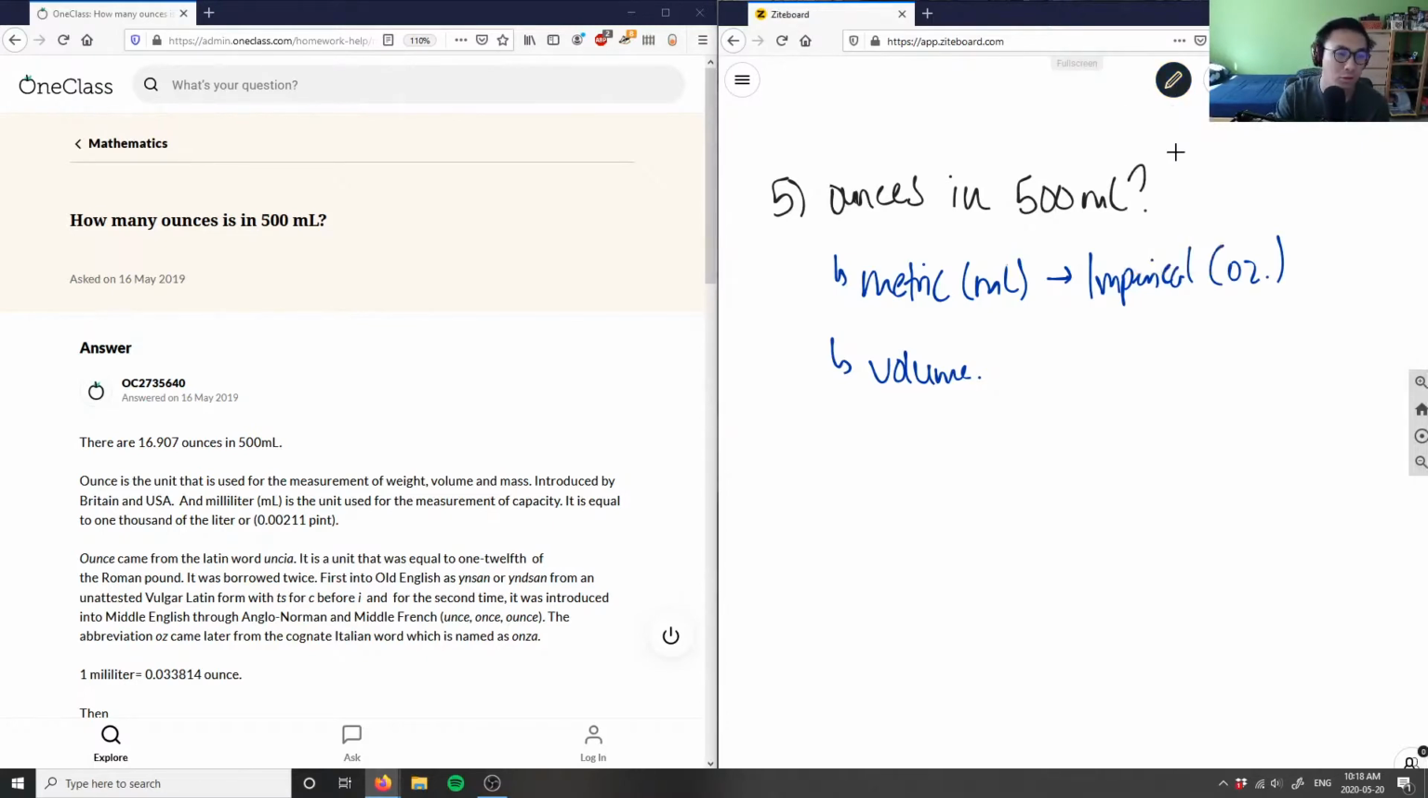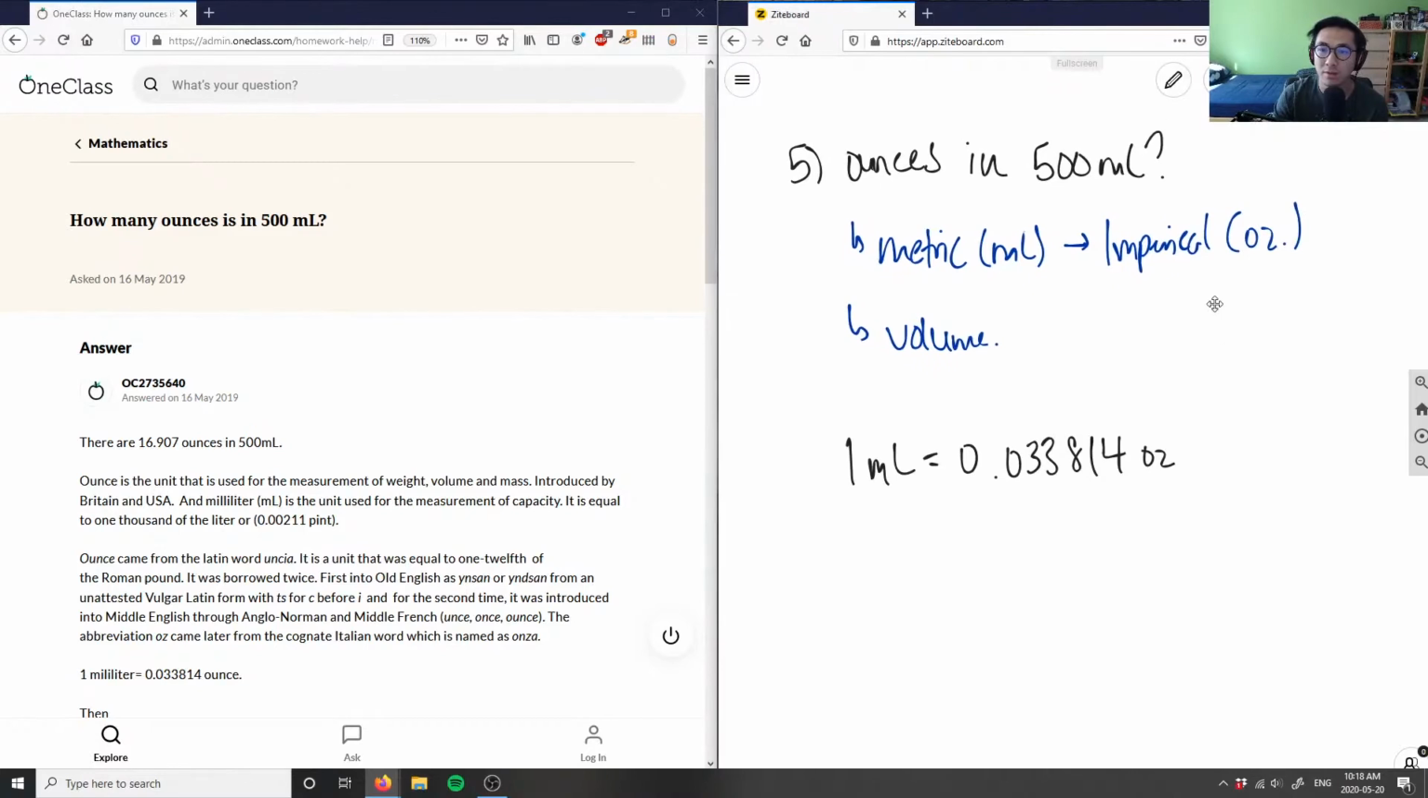Usually I don't think you have to memorize these types of conversions because they are a bit more tedious to memorize. But I know that in my conversion system, 1 milliliter equals 0.033814 ounce, as also given in the solution here. So we're on the right track.